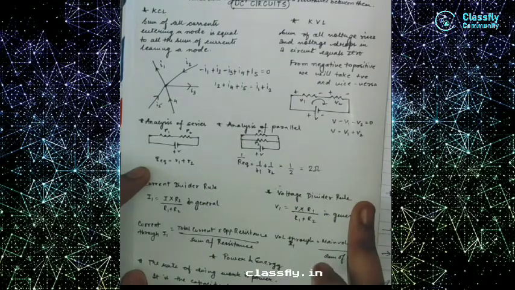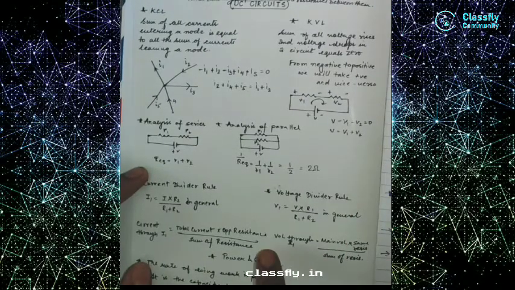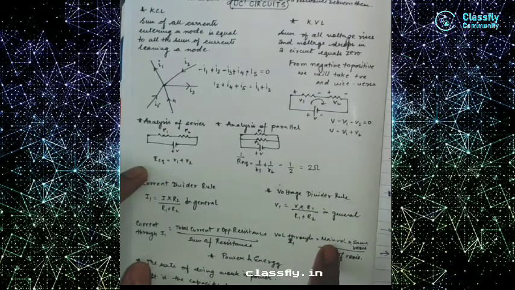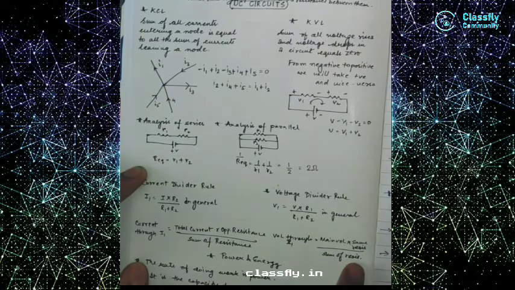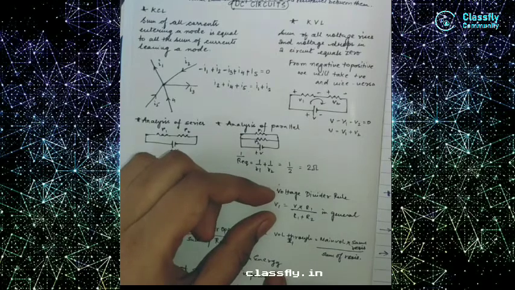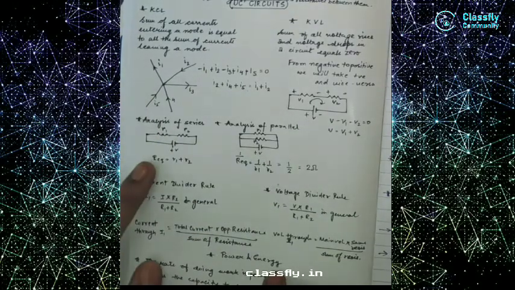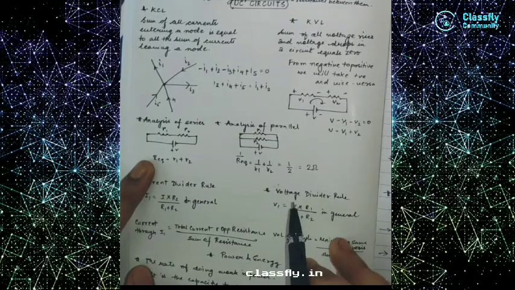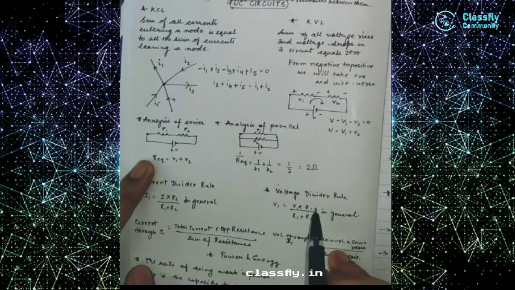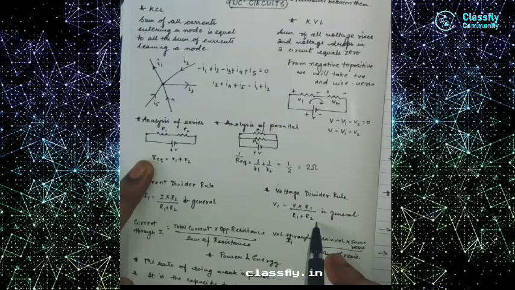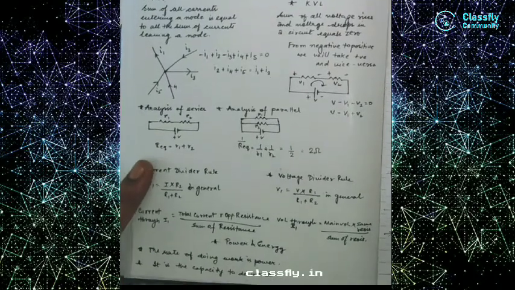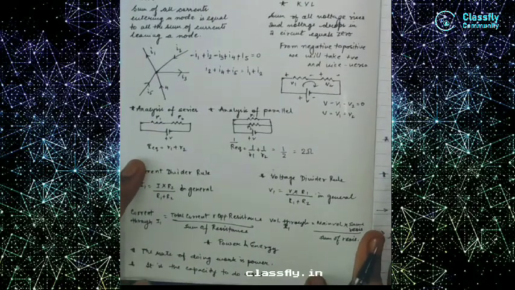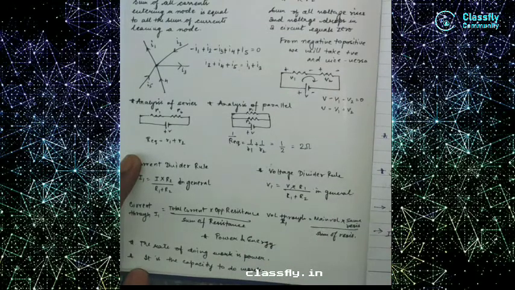Similarly, for the voltage divider rule, we have a general form that the voltage across R1 is the main voltage into the same resistance divided by the sum of the resistances. So if we want to find the potential difference across the resistance 1, it will be the main voltage into the same resistance, that is R1, by the summation of R1 plus R2. The last one, from lecture 7, is power and energy.